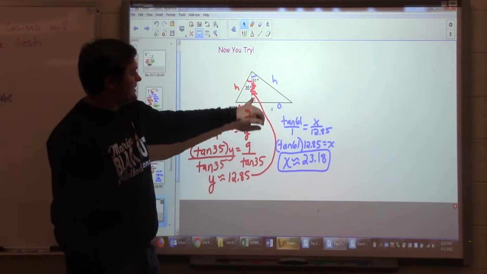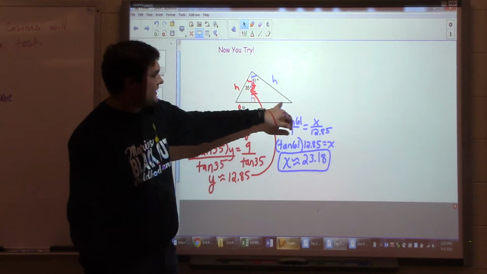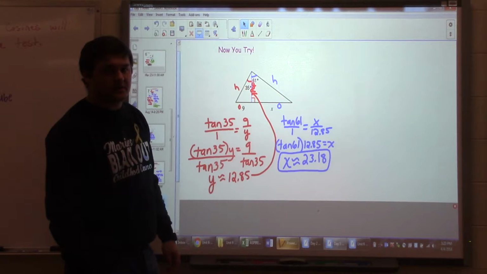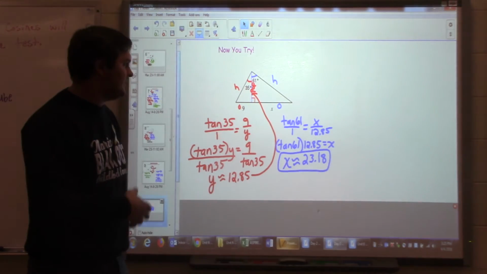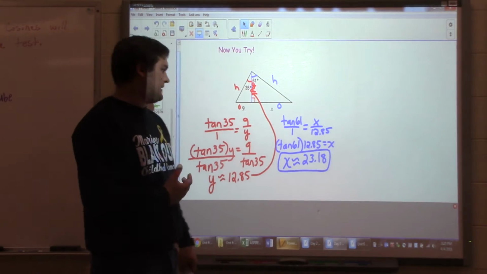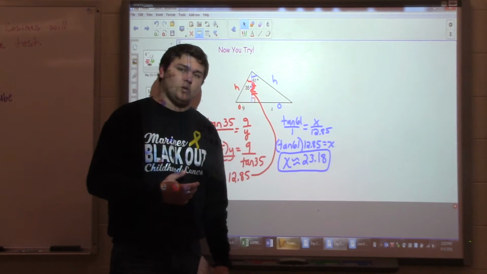Now I have this value, the adjacent value. I want to find the opposite, and I'm given 61 degrees. So tangent of 61 equals the opposite x over 12.85. Cross multiply and solve, we get x is approximately 23.18.